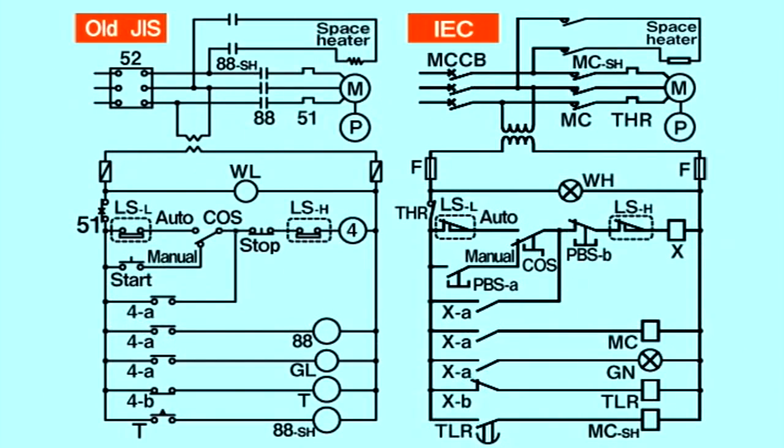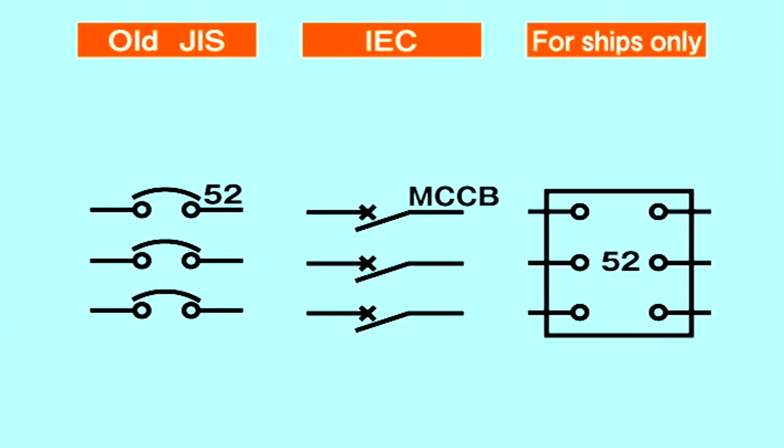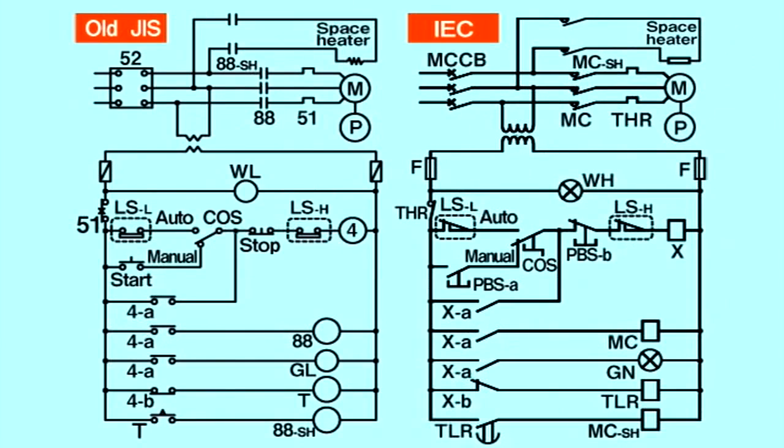Now let's look at the various devices that can be found in this sequence circuit. The molded case circuit breaker, or MCCB, is often referred to as the non-fuse breaker, NFB, or simply the breaker. The MCCB intercepts the circuit when current exceeding the rated current of the MCCB is passed through the circuit.